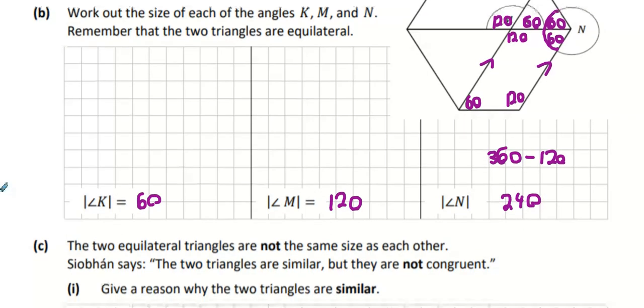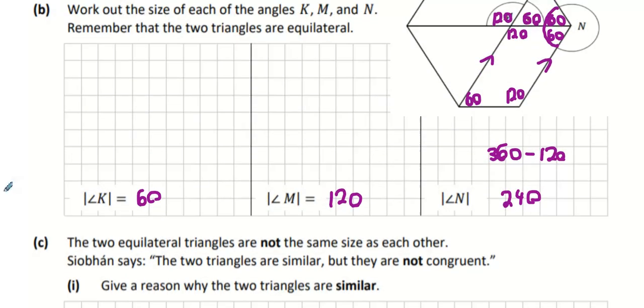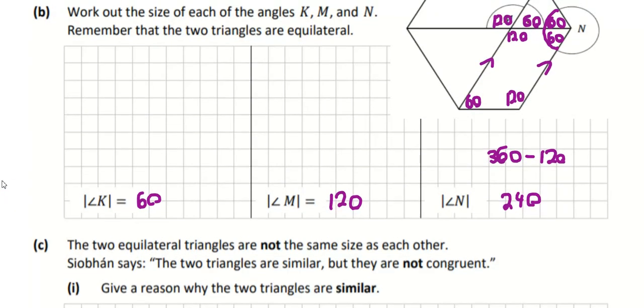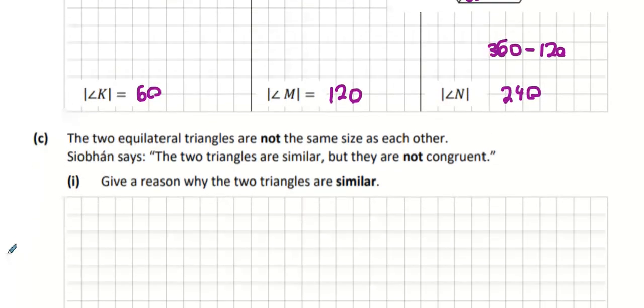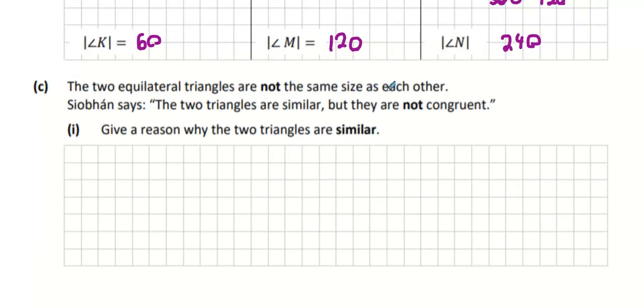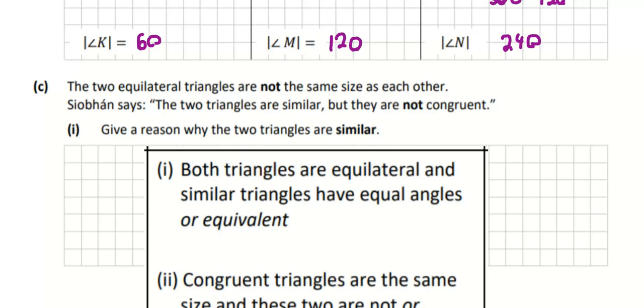Okay. The two equilateral triangles are not the same size as each other. Siobhan says the two triangles are similar, but they are not congruent. Give a reason why the two triangles are similar. Okay. Now, first of all, congruent triangles means that they have to be the same in every way. They have to be the same length and the same size. So we can definitely know they are not congruent, because to be congruent, you have to be identical, which means your lengths have to be equal, which they are not.